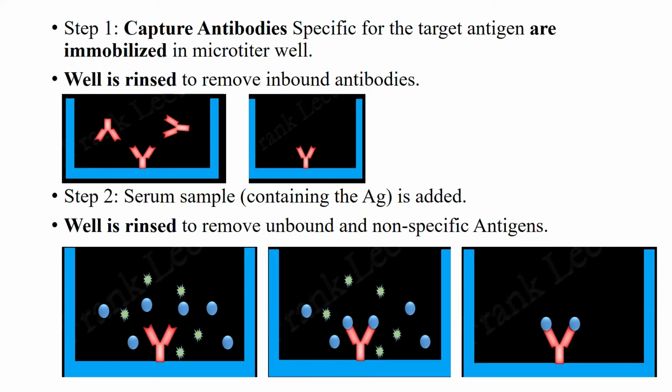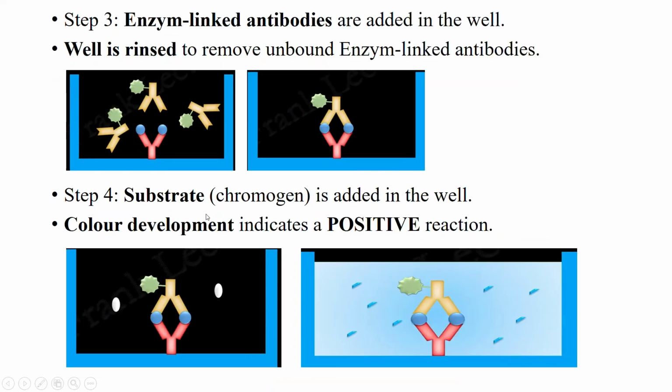If you look at this picture, you can notice that many different types of antigen are present with different types of epitopes. And if you look at the second picture, you can notice that the capture antibody is binding with different types of epitopes of the same antigen, and along with that you can also see unbound or non-specific antigen also. So we are going to rinse this well to remove these non-specific antigens, and you can see that only antigen and capture antibody are present in the last well.